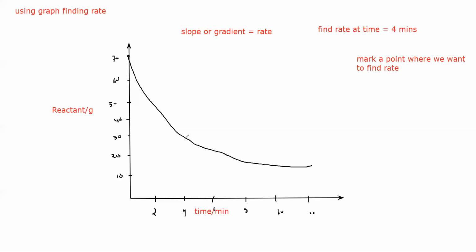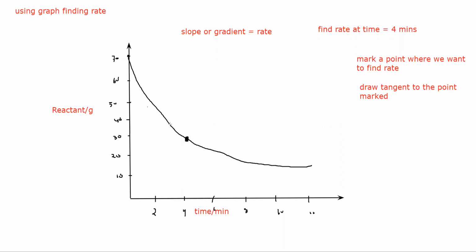For example, we want to find the rate, or speed, of a reaction when time is equal to 4. So I will mark a point where time is equal to 4. That's the first thing. The second thing, we will draw a tangent to the marked point. The length of the tangent is up to you. A tangent means a line which only touches the curved surface or another graph line at one point. That's called a tangent.